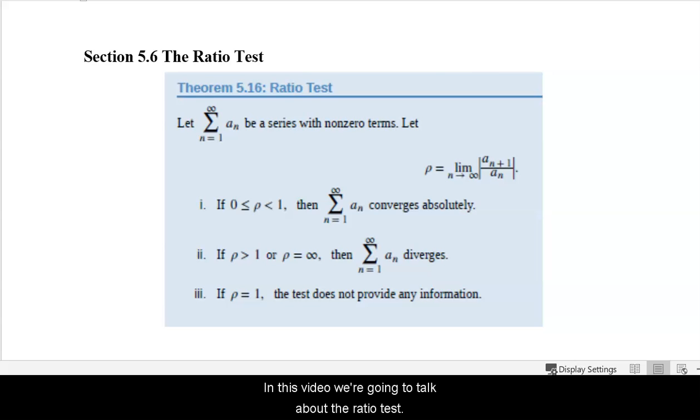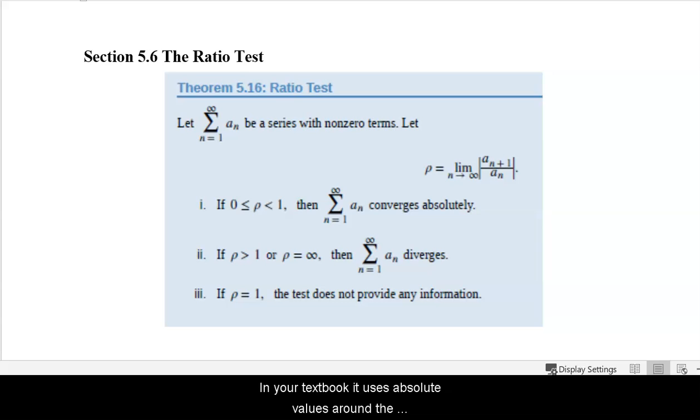In this video, we're going to talk about the ratio test. This is based on the OpenStax Calculus Series, Volume 2, Section 5.6. The ratio test is one of the most important tests for determining whether or not an infinite series has a finite sum. In other words, is it convergent? It can also determine if it is divergent.